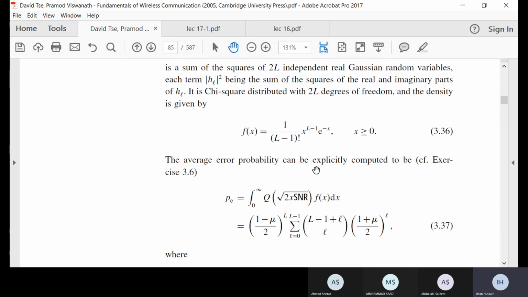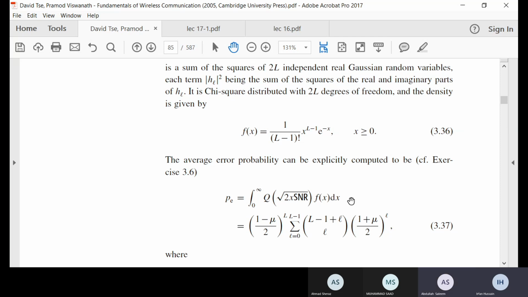Now we have found the distribution of H mod square. Now again we will do the same step as we did previously: with this distribution I want to find the mean value of my error probability. So again use the formula from stochastic processes for finding the mean value of a function of a random variable. Write the function and the distribution of that random variable, and integrate over all values of the random variable. Because it is an exponential distribution, it goes from 0 to infinity, so you will integrate from 0 to infinity.